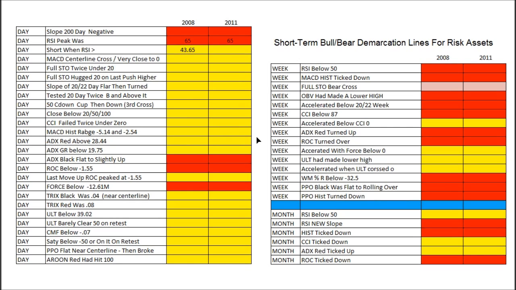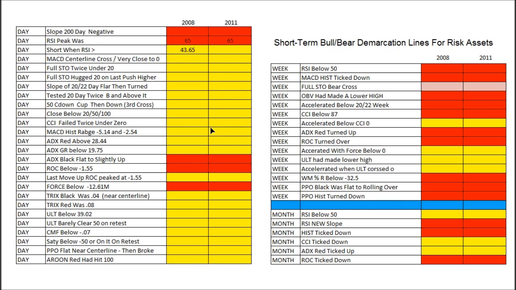On the previous slide, we said we're not sure if the outcome in 2011 is going to be similar to 2008. All this is things that we're going to be looking for on daily charts, weekly charts, and monthly charts. Everything that we check off here, if it turns red, it says the slope of the 200-day is negative. It was negative at the peak in 2008. It's true today. RSI on a daily chart peaked at roughly 65 in 2008. The recent peak in 2011 was roughly 65.